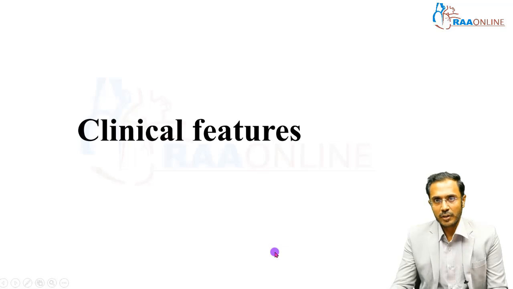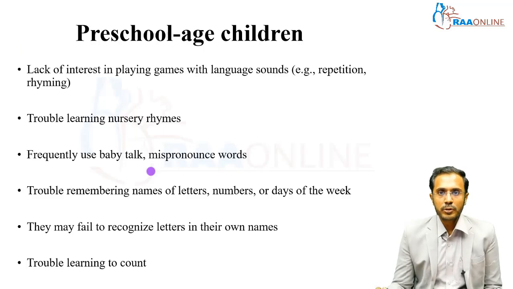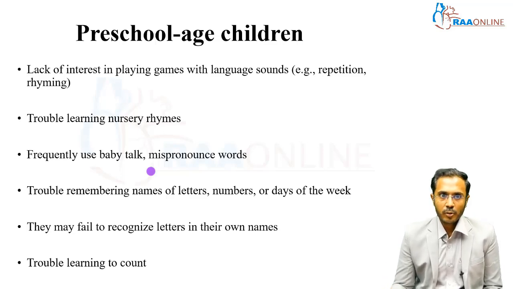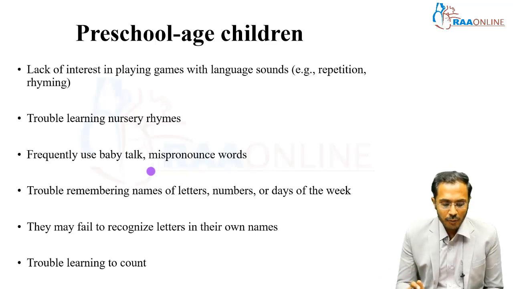So what are the clinical features? I told about problems in reading, writing, math. So how exactly will the child present with a specific learning disability? Here it differs by age group. Preschool children with at-risk specific learning disorder. Here we put it as at-risk because we cannot diagnose a specific learning disorder in this age group. So how will they present? Lack of interest in playing games with language sounds. Usually children will play word games, so they will have lack of interest.